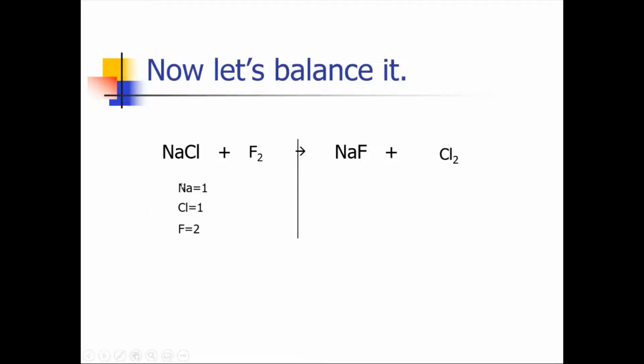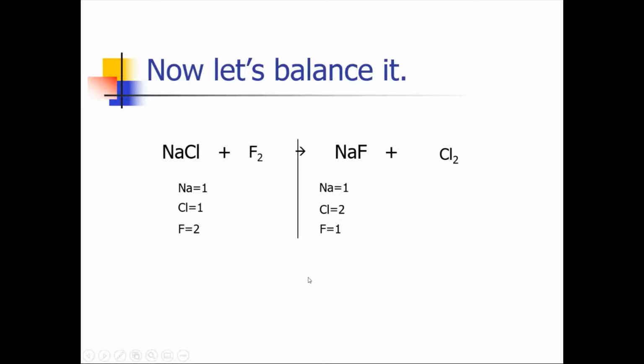And on the right, we're going to copy that same list in the same order, Na, Cl, F. Sodium is 1 here, chlorine is 2 here, and fluorine is going to be 1 here because there's only 1 fluorine, 2 chlorines, 1 sodium. So is this reaction balanced? No, it is not. Sodium is balanced, chlorine is not, and fluorine is not.